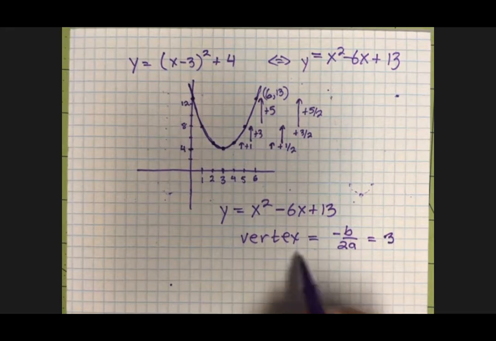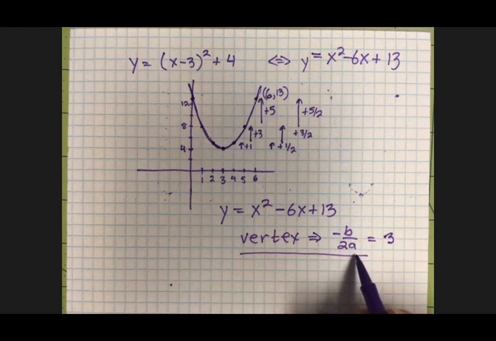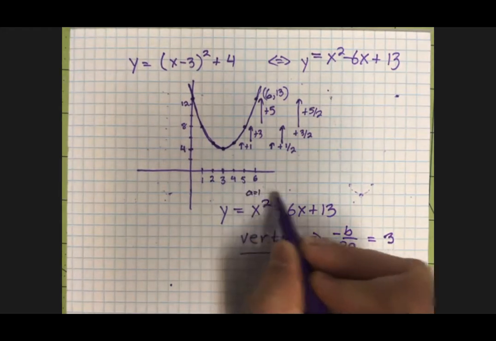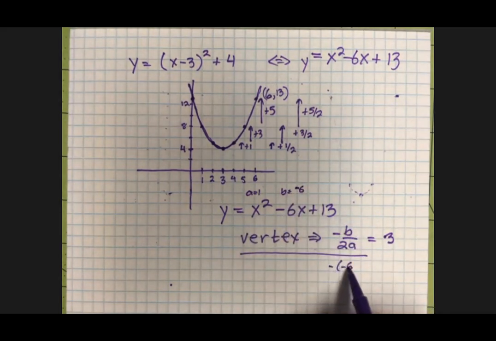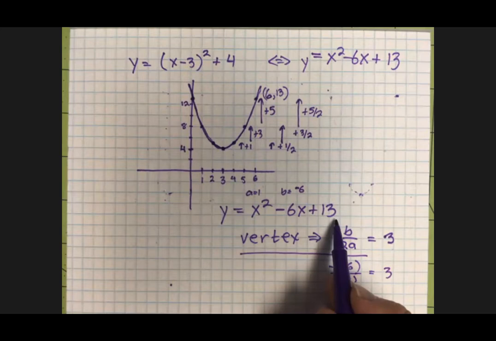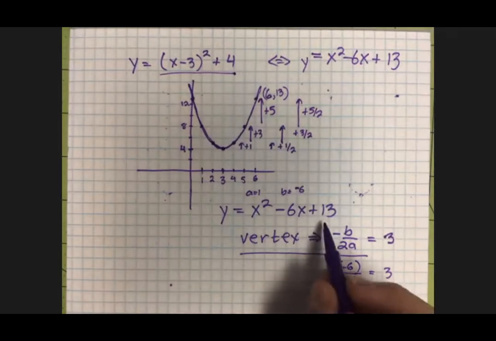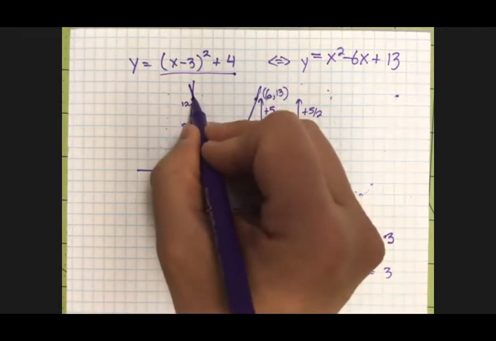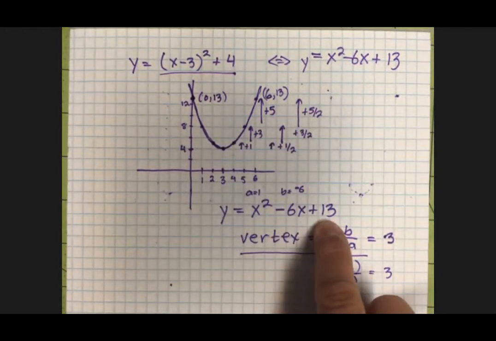All I have to do is use this formula: the vertex x coordinate is minus b over 2a. Now here a is 1 and b is minus 6. So what's minus negative 6 over 2 times 1? That's 6 over 2, which is 3. I can read the vertex here as quickly as I can read the vertex here. Now, what's the 13 do? 13 is really the y-intercept, right? So I can automatically pick a point on my parabola by checking the y-intercept.